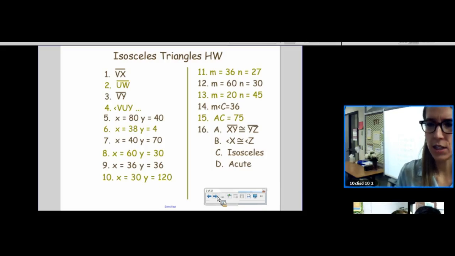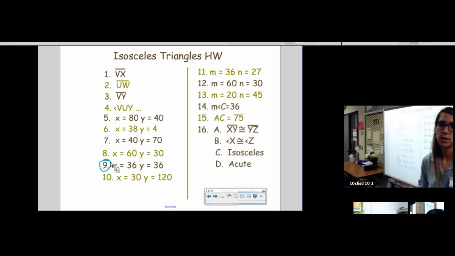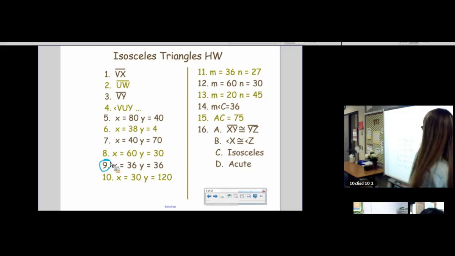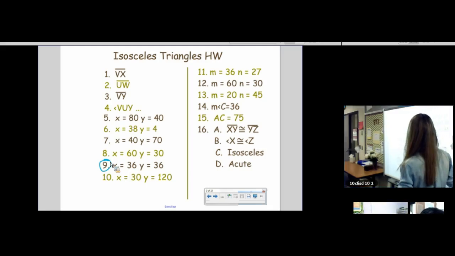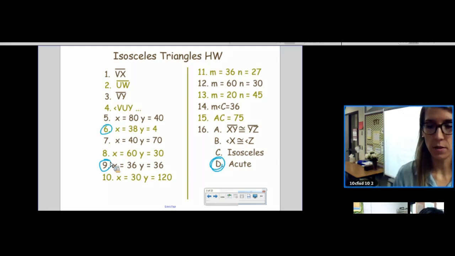Okay, Isosceles Triangles homework. How did it go? Number 9? What else do you want me to work? I did not, Kendra. Nope, so you can ask any problem you want. 9, 6, and 16D. All right, let's start with those, and then if y'all come up with some more when I have the worksheet pulled up, you can ask for some more, okay?